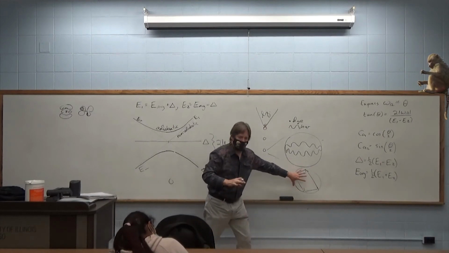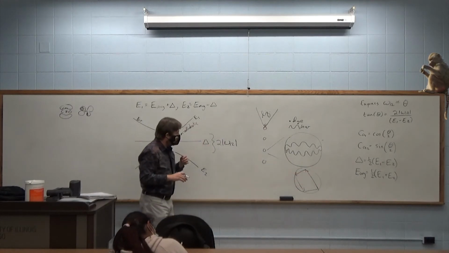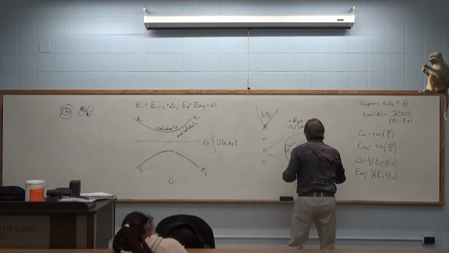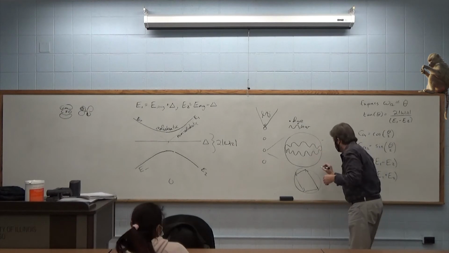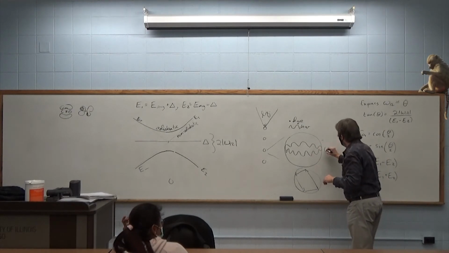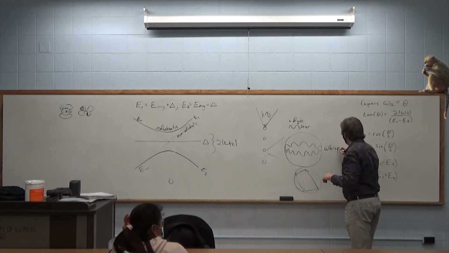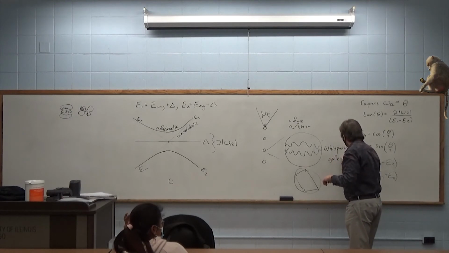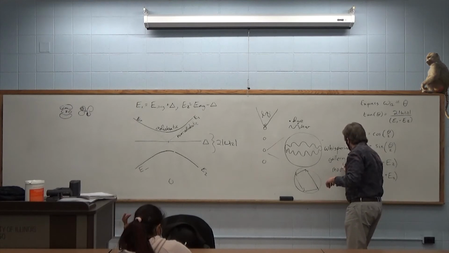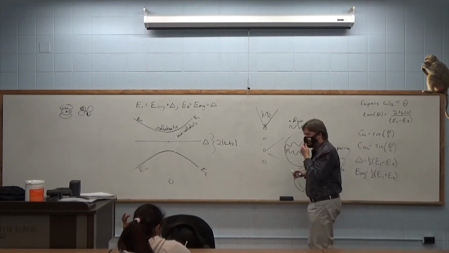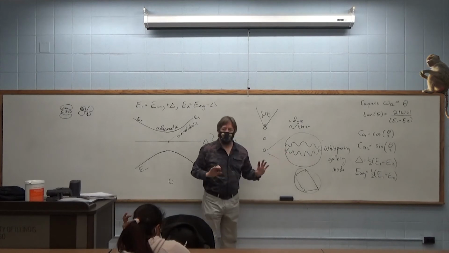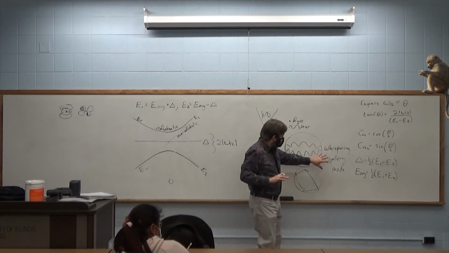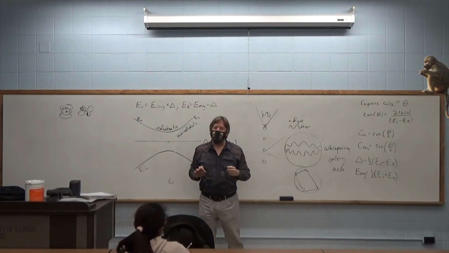I probably should have drawn more light rays, but okay. I tried to draw that a little fancier here, but hopefully you can get the point. This is called a whispering gallery mode. Now, in terms of optics, this is like the coolest thing ever, and lots of research groups do nothing but study this stuff. Light becomes trapped inside the sphere.